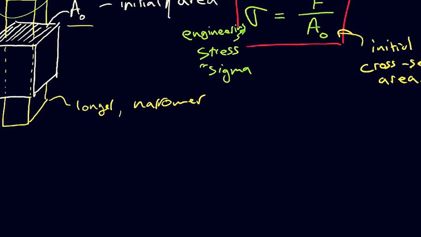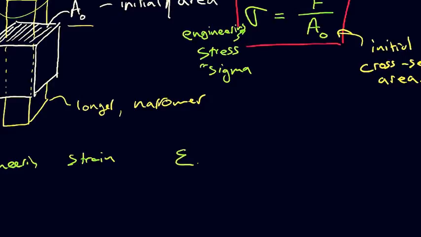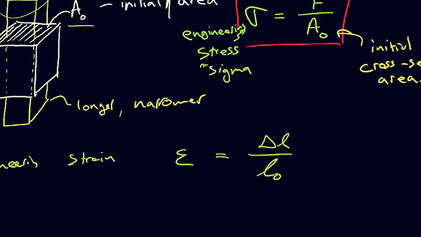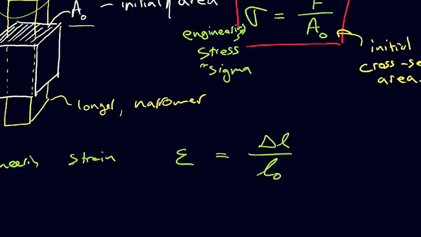Similarly, we can define the engineering strain, the Greek letter epsilon, as the change in length over the initial length. Okay, so this would be the initial length. And then there's this little elongation here at the bottom and this elongation at the top.